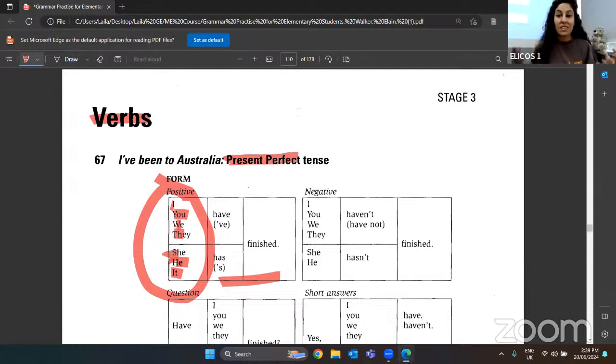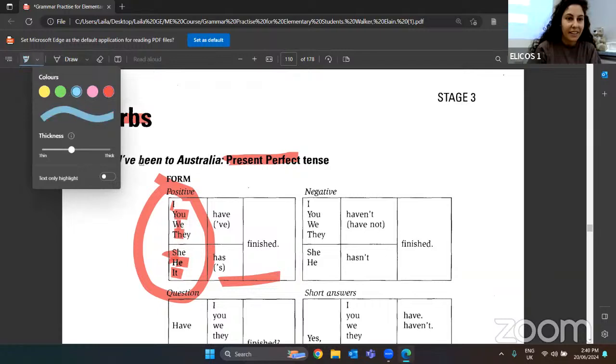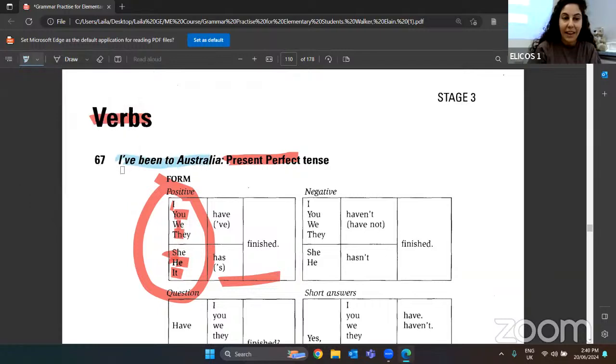Tense just means what time are you talking about? So we're talking in the present, but it's a present perfect. So the action happened in the past and is still continuing now. So for example, we have sentences like, I have been to Australia.